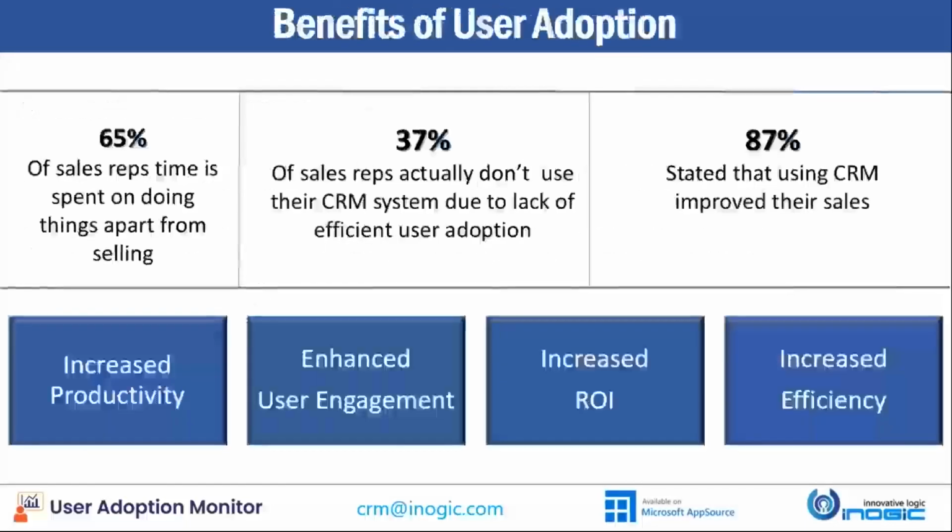So let's begin the session with the benefits of user adoption. As you see in the stats on the screen, 65% of sales representatives' time is spent doing other things apart from selling. A sales representative's main job is to do the selling, but they do many other tasks, the manual things apart from selling, or the manual tasks assigned by their respective team. Whereas 37% of sales reps actually don't use their CRM, or they don't adapt well to their CRM system so that they can use it efficiently.